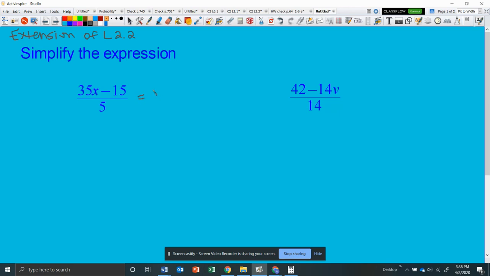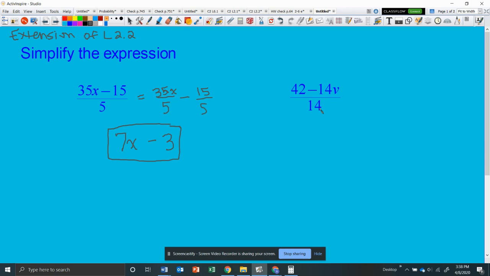Essentially, this means that 35x is being divided by 5 and 15 is being divided by 5. Just like if the 5 was sitting outside of 35x minus 15, you would have to do the 5 by each of these things. The same is going to be the case for this fraction division, where we're essentially dividing each of these terms by 5. So if we divide 35x by 5, we get 7x. And if we divide 15 by 5, we get 3. So that would be the simplified version of this problem.